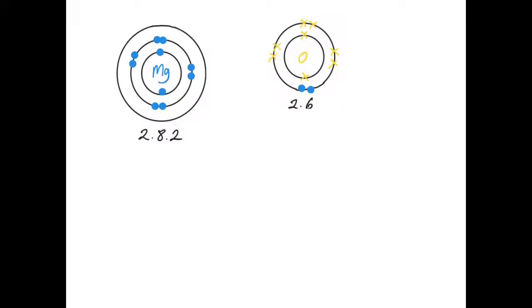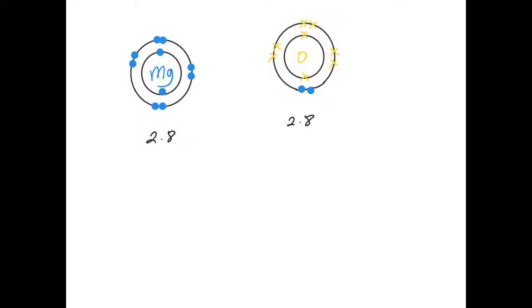So go back a step. Magnesium has got 2, 8, 2. Oxygen has got 2, 6. So to get a full outer shell, the magnesium is going to give away these 2 electrons to the oxygen.